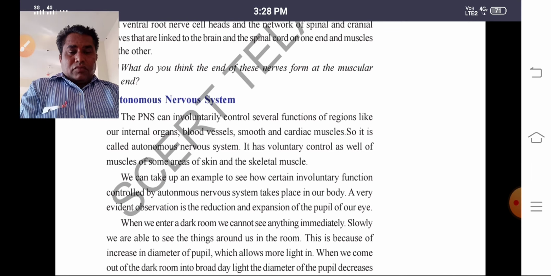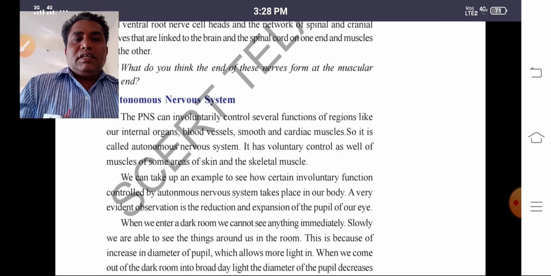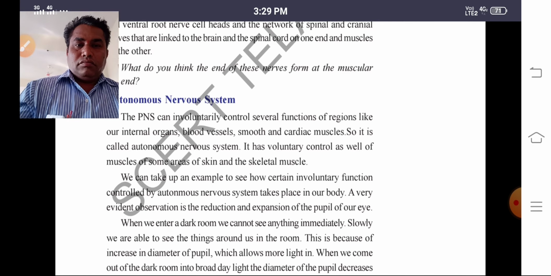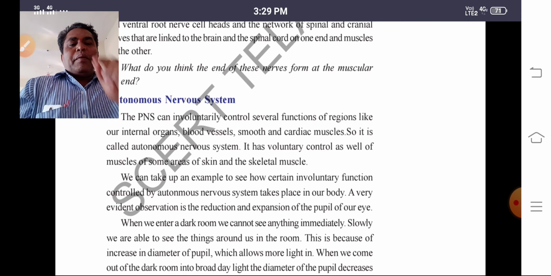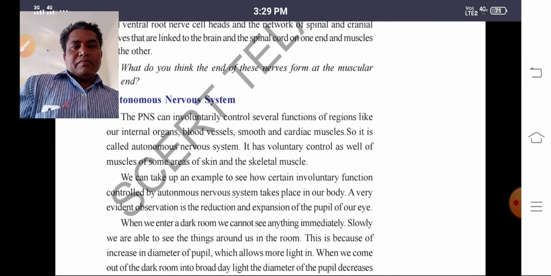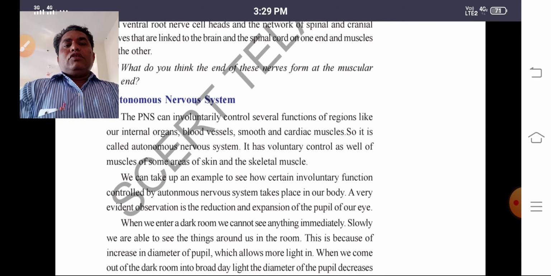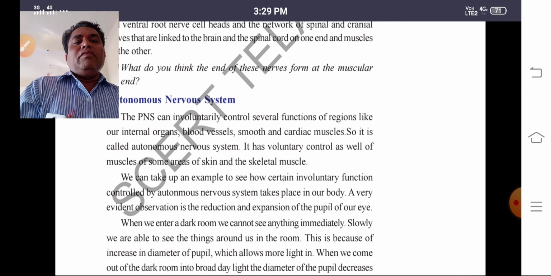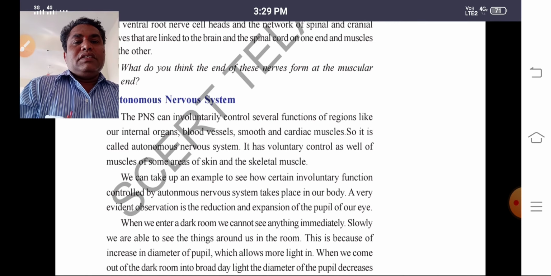So here the autonomous nervous system, which we can see generally, can control some of the functions voluntarily and involuntarily. So voluntary control as well of muscles of some areas of skin and the skeletal muscles. We can take an example to see how certain involuntary functions controlled by the autonomous nervous system take place in our body. A very evident observation is the reduction and expansion of the pupil of our eye.